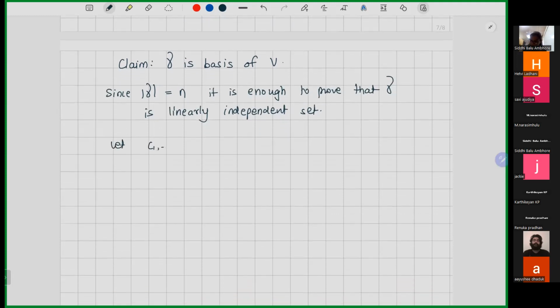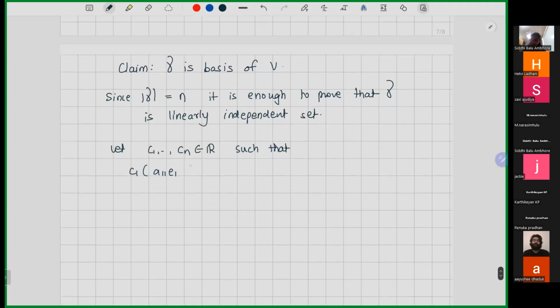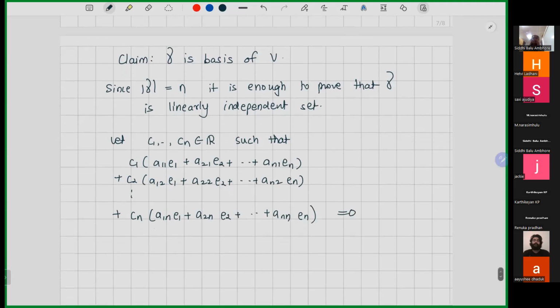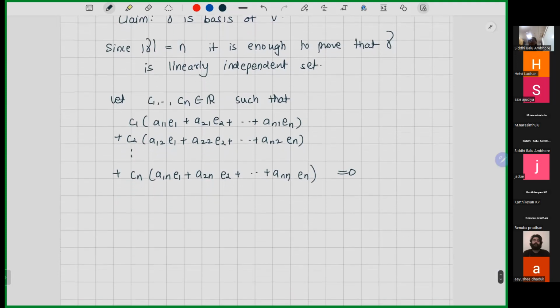So let c1 to cn belong to R such that c1 times (A11 e1 plus A21 e2 plus up to An1 en), plus c2 times (A12 e1 plus A22 e2 up to An2 en), and so on, plus cn times (A1n e1 plus A2n e2 and so on up to Ann en), equals 0. Now I want to show that c1, c2, up to cn are 0. Are you following or are you lost in between? I am producing gammas and betas for which this A will be the matrix of the linear transformation, where our linear transformation is the identity transformation.